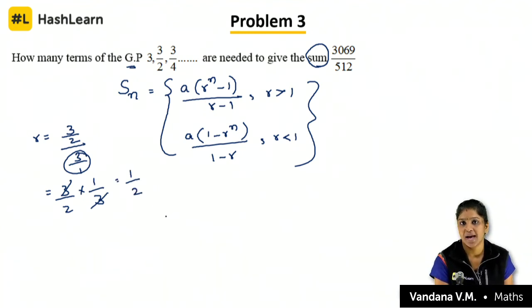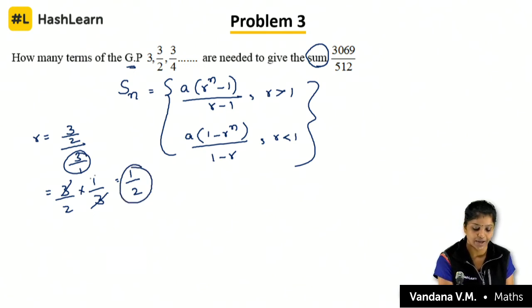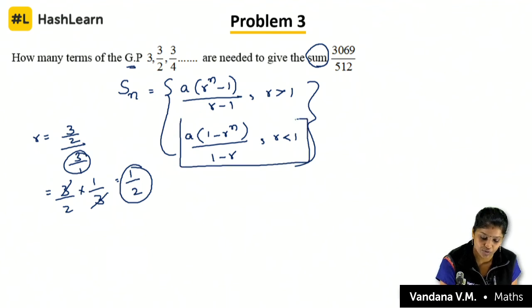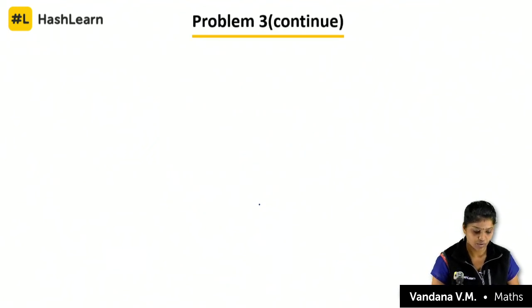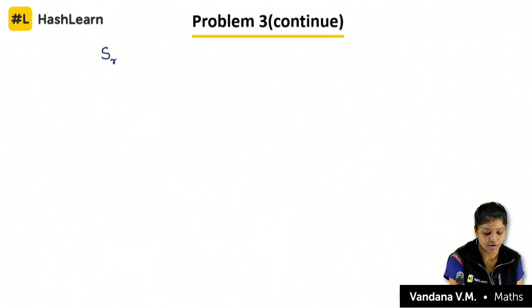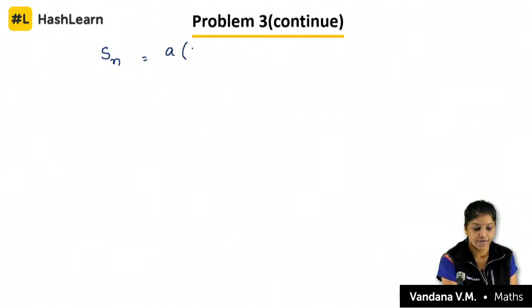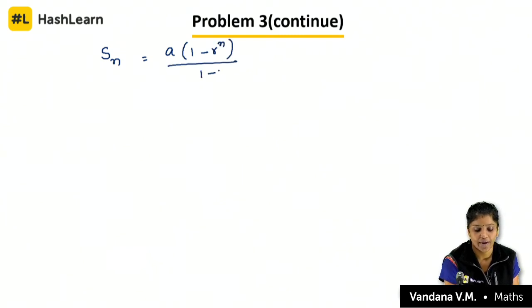1 by 2 is less than 1 or greater than 1? 0.5, right, 1 by 2 means it is less than 1. So, we have to use this formula, not this formula, it is not greater than 1, okay, understood, right. So, Sn is equal to A into 1 minus r power n by 1 minus r.